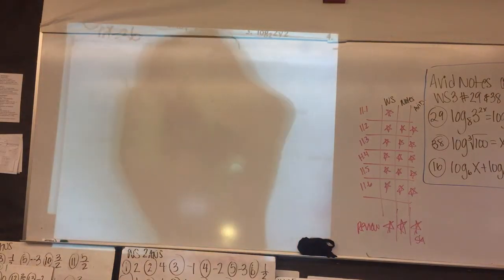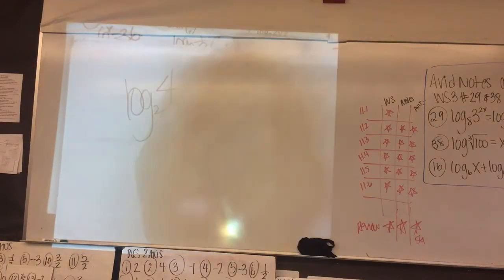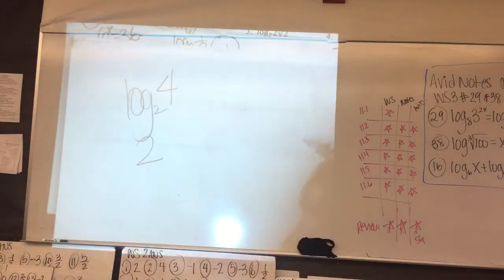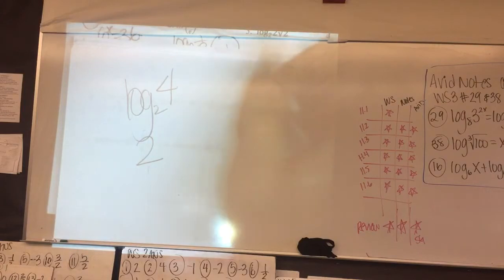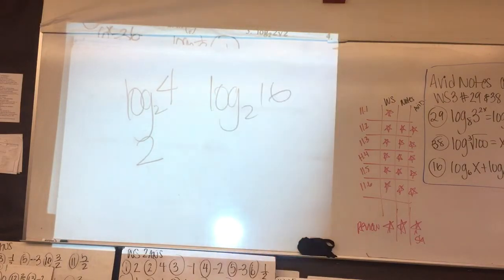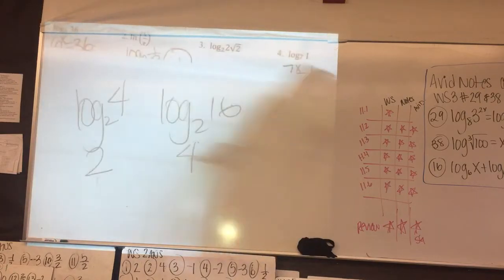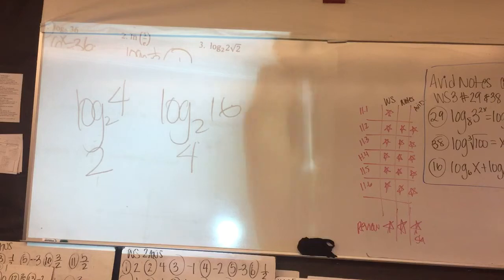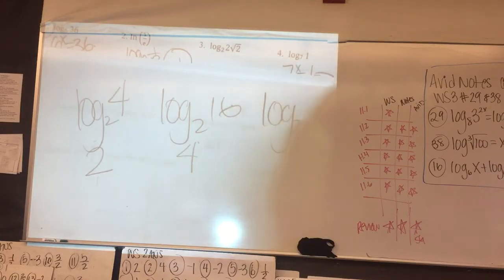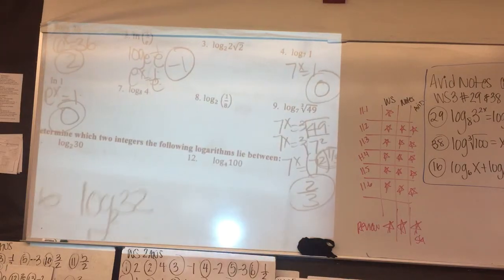I do know that 2 squared is 4, so that would be a 2. But that's pretty far away from 30. Let's see if I can get a number closer. Okay, I remember this one, 16. 2 to the 4th power is 16, but that's still pretty far away. Okay, what about this one, 32? So that one is 2 to the 5th power. I do know that 30 is between these two.